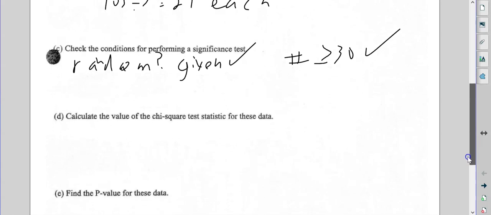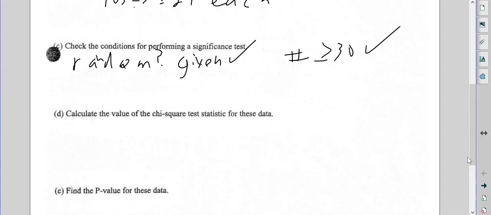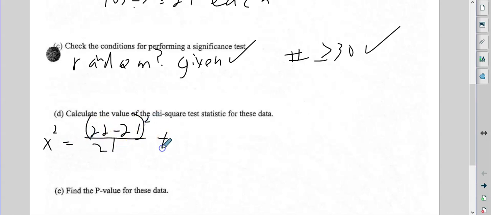All right, calculate the chi-square. Now, I'm not going to do this all the way through. I'm just going to put the first one. X squared equals (22 minus 21) squared over 21 plus dot, dot, dot. So you would do this for each of them.